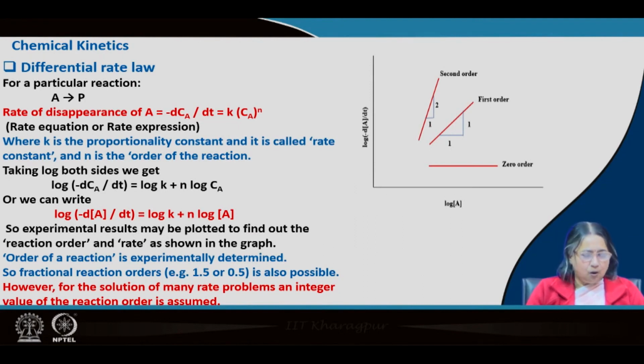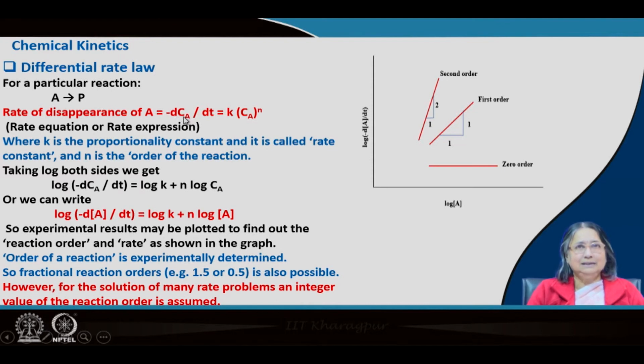Now, what is the order of the reaction that we must know? We have already got some idea about the rate. Say, for example, this is a very simple reaction, A giving P. The rate of disappearance of A is the rate of the reaction we can consider, that means we are considering the reactant A. How A is disappearing, that is also the rate of the reaction. Because it is the reactant, a minus sign should be applied.